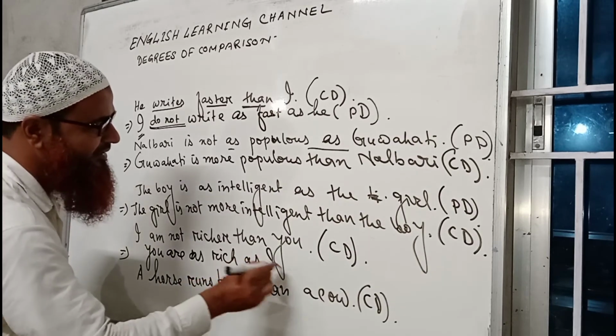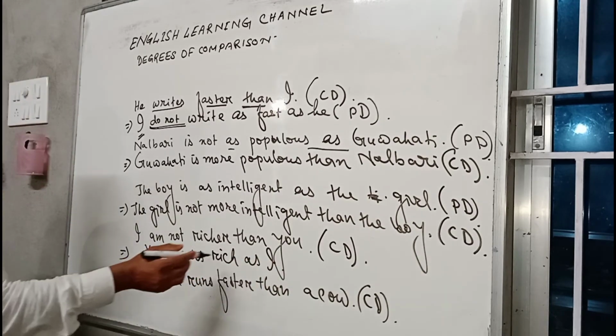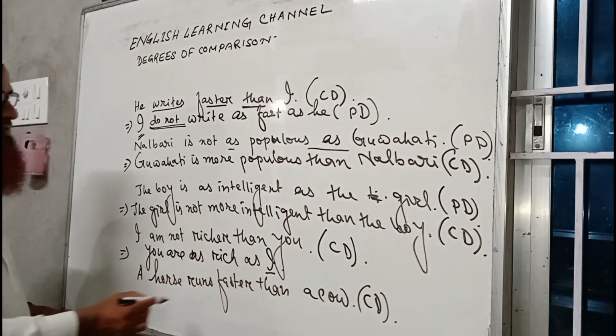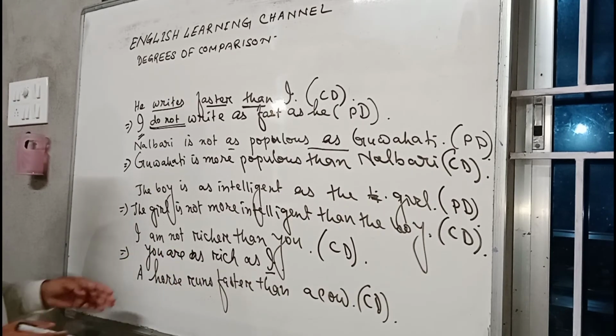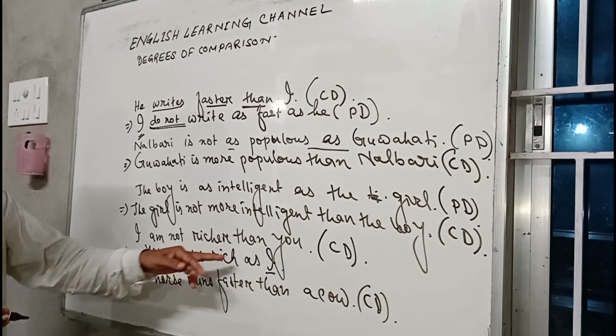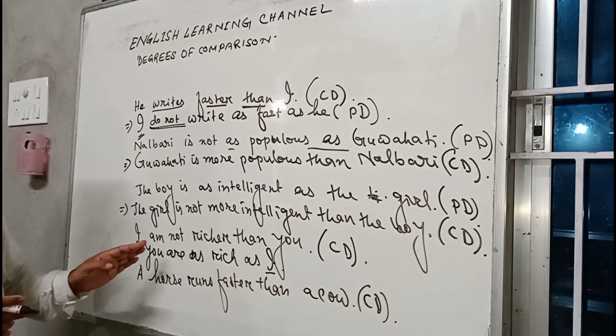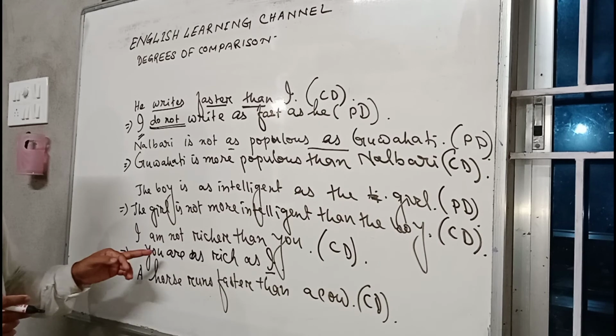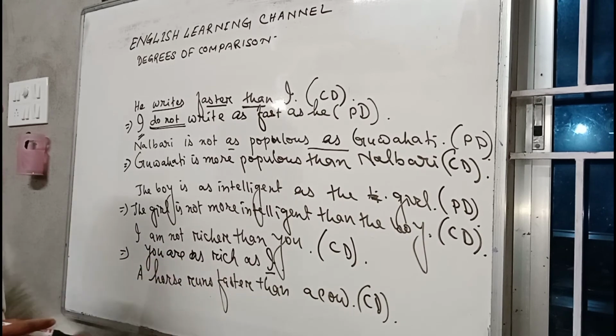as I. Again, we have to see the use of I. Here we have used I, not me. So remember it. After than or as, we must always use the subject form of the pronoun. That is why you are as rich as I. That means I am not richer than you. You are as rich as I.